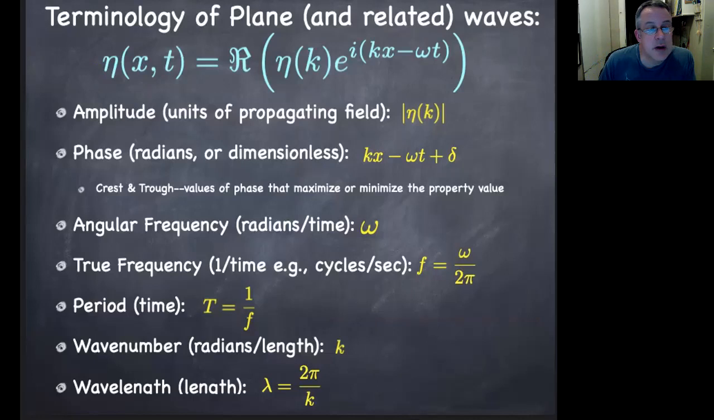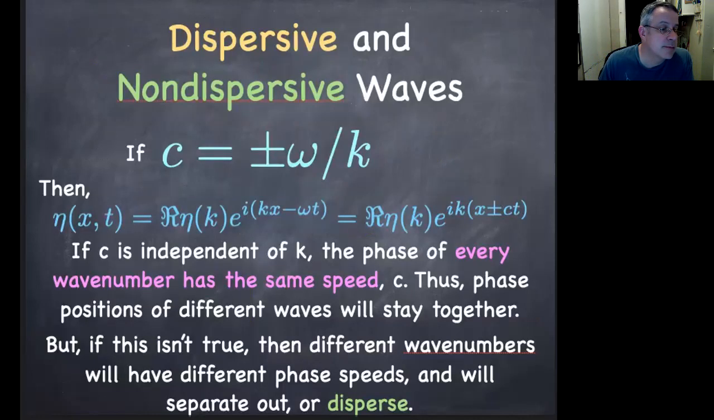So here's some more. Now we've got this amplitude function. We've got the phase, which is in radians or dimensionless. We've got the angular frequency, which is radians per unit time. We've got the true frequency, which is cycles per time or just 1 per time. Period, which is 1 over the true frequency. The wave number, radians per unit length. The wavelength is a length, which is 2 pi over the wave number.